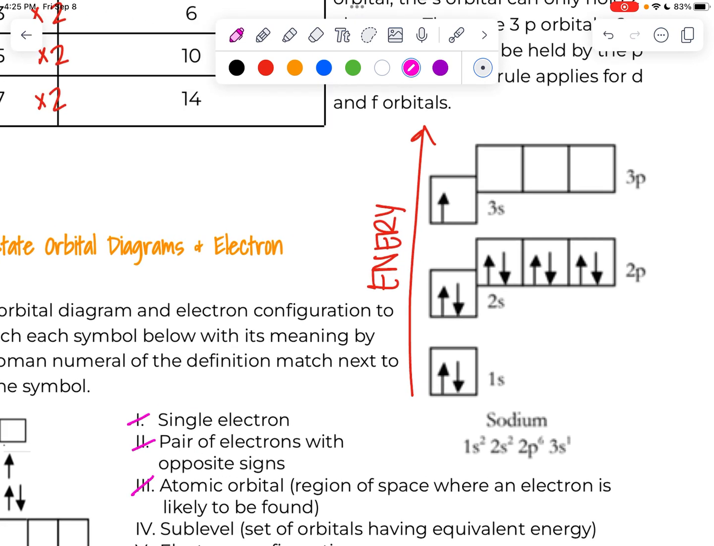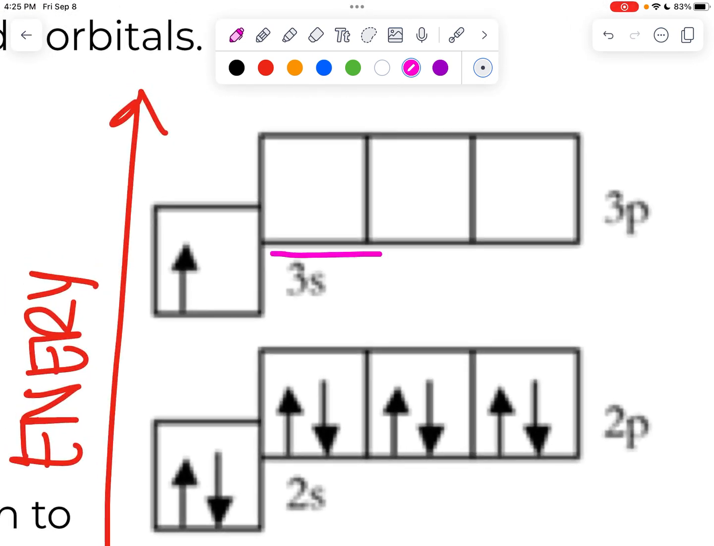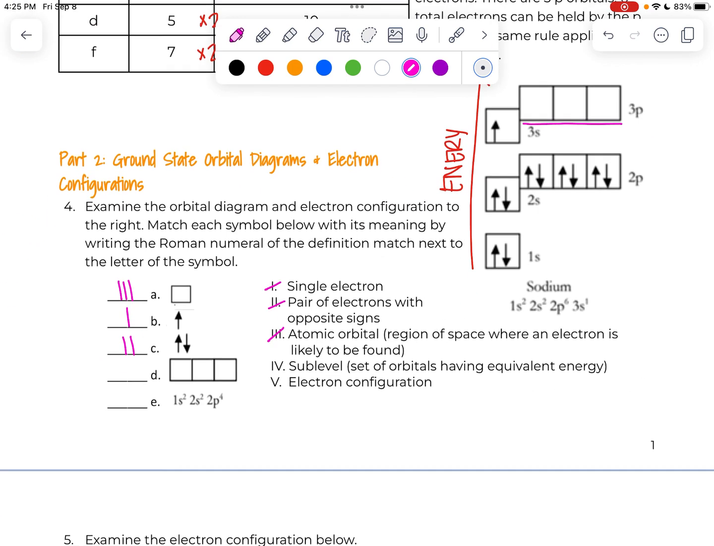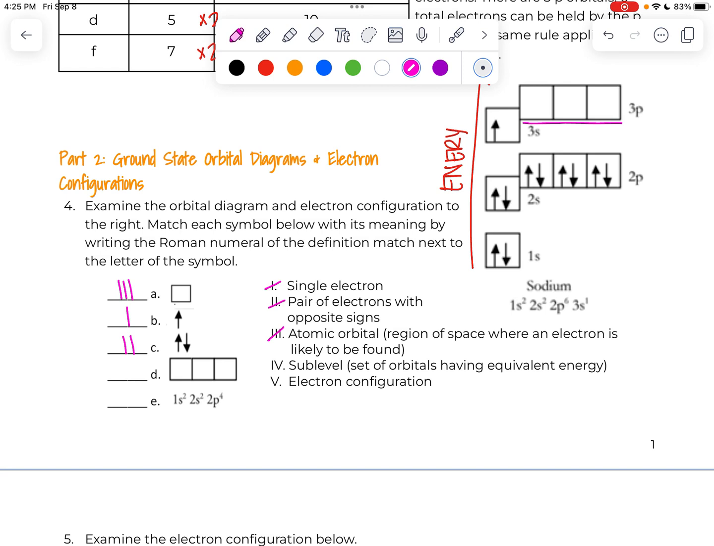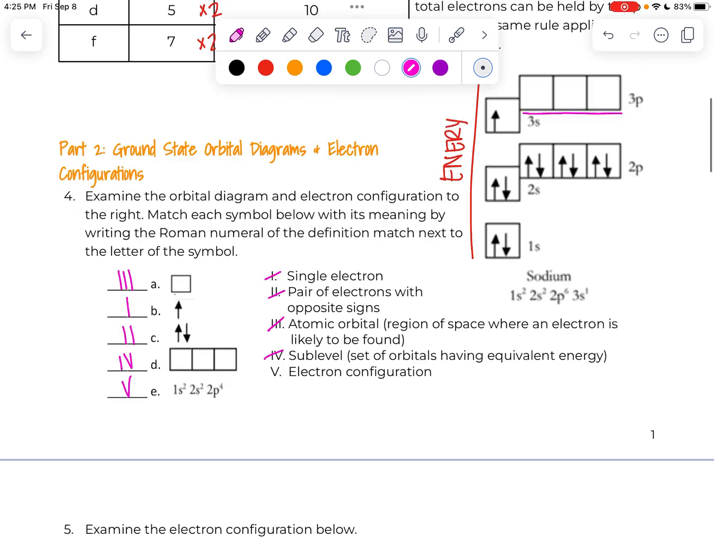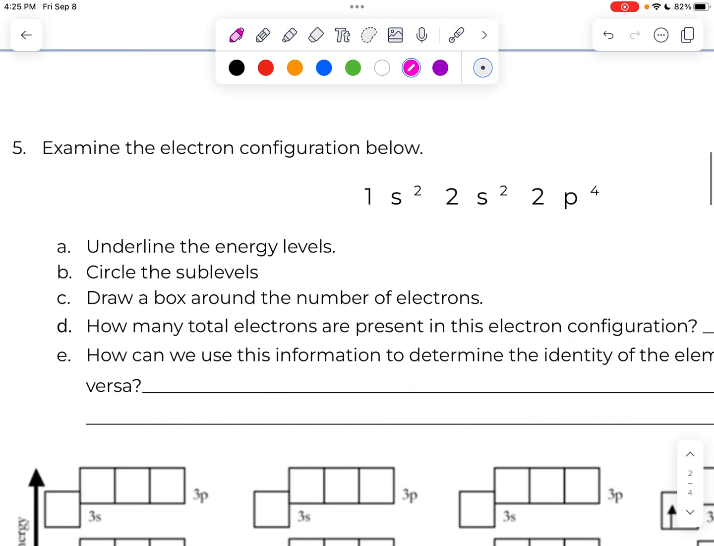So if I take a look at D and I zoom in on that set of 3 here, I notice that all of these are level with each other. And we said that as we go up higher on this diagram, we're increasing in energy. So if these 3 boxes are at the same place on this energy diagram, that means they must be a sublevel, a set of orbitals that has equivalent energy, IV. So last but not least, that set of numbers and letters at the bottom must be an electron configuration. So that's exactly what that is.